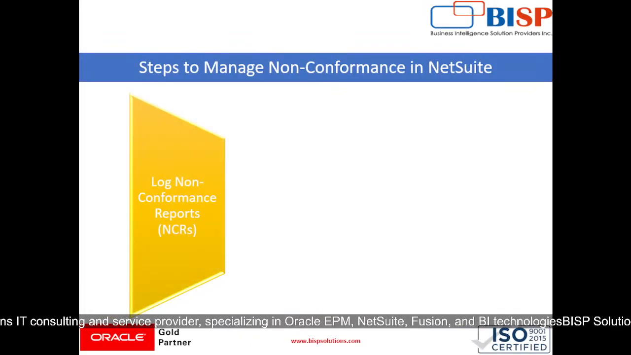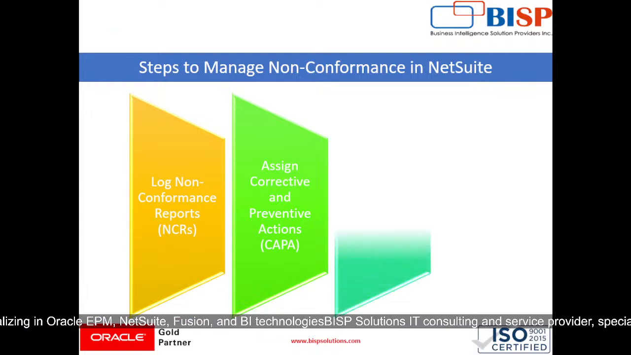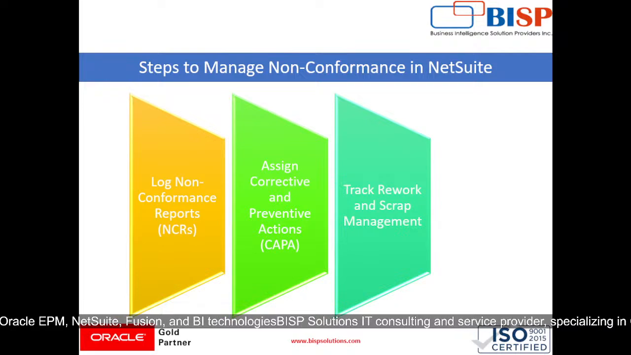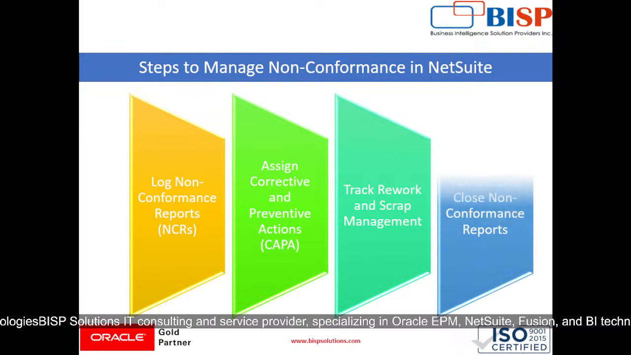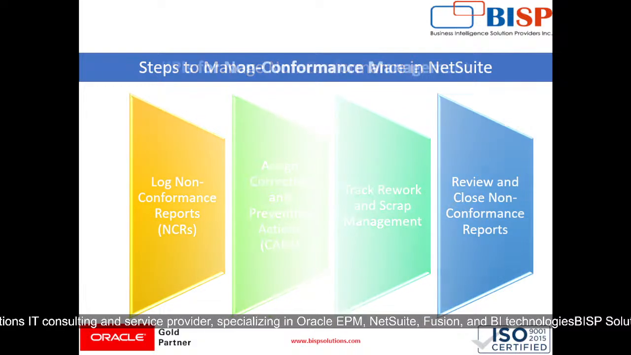So the steps to manage non-conformance in NetSuite: we have to log non-conformance reports, which are NCRs, and assign corrective and preventive actions for the same, which is CAPA, and track rework and scrap management, so that it minimizes wastage of materials. And then we have to review and close the non-conformance reports.